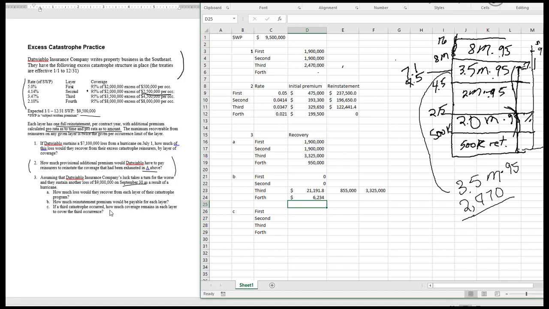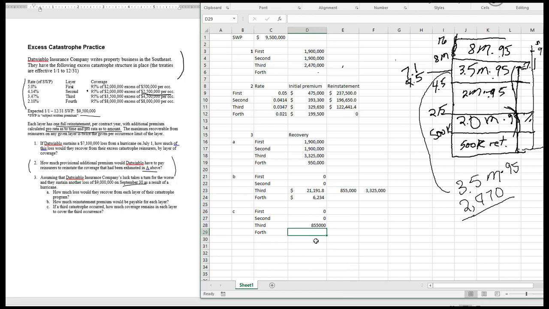Now we have to ask question C. If a third catastrophe occurred, how much coverage remains in each layer to cover the third occurrence? Well, we know we blew through the first and second layers, so that's 0 in both of those layers. As for the third layer, we already know that we have 855,000 remaining in the third layer.